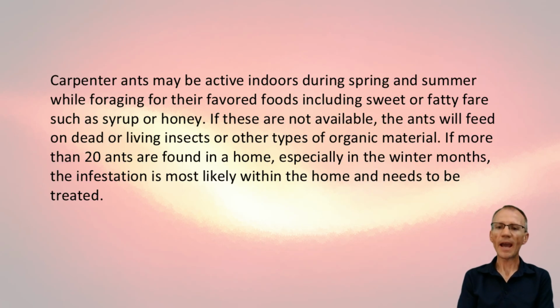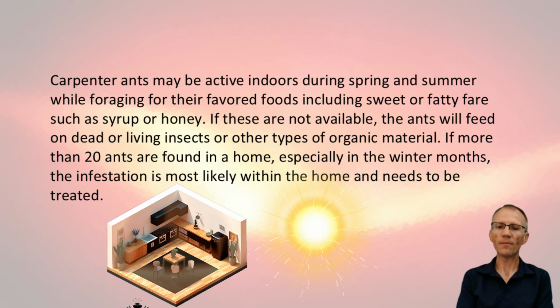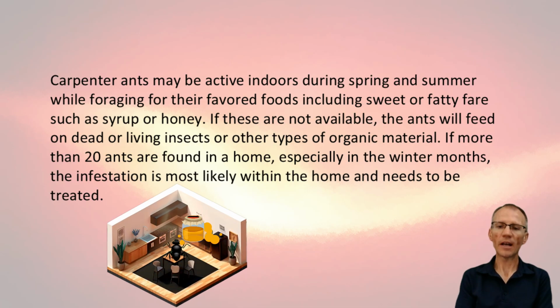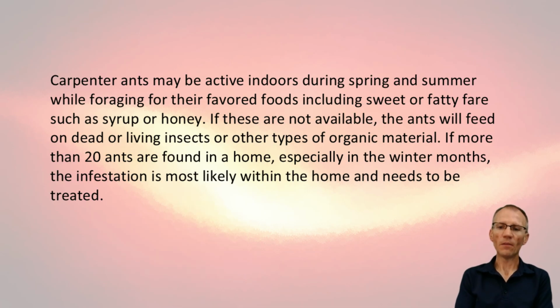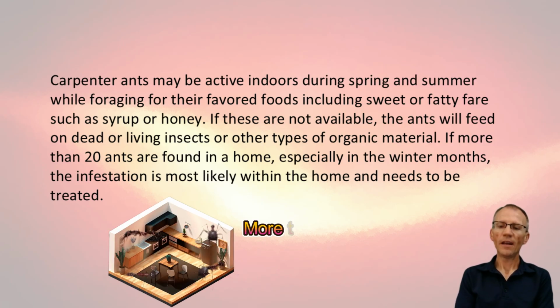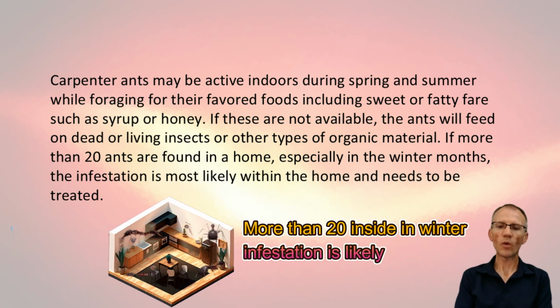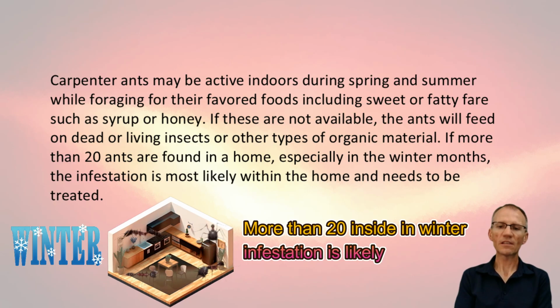Carpenter ants may be active indoors during spring and summer while foraging for their favored foods, including sweet or fatty fare such as syrup or honey. If these are not available, the ants will feed on dead or living insects or other types of organic material. If more than 20 ants are found in a home, especially in the winter months, the infestation is most likely within the home and needs to be treated. Let's talk about carpenter ants, description, and life history.